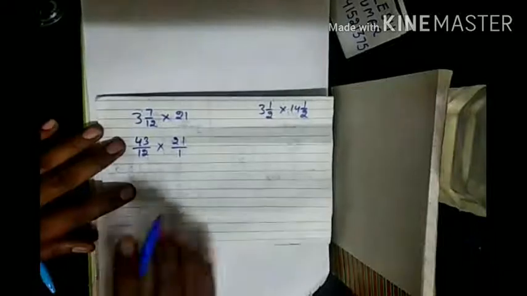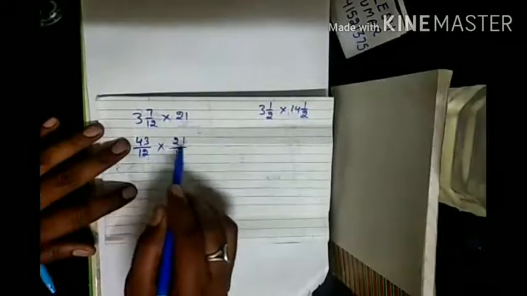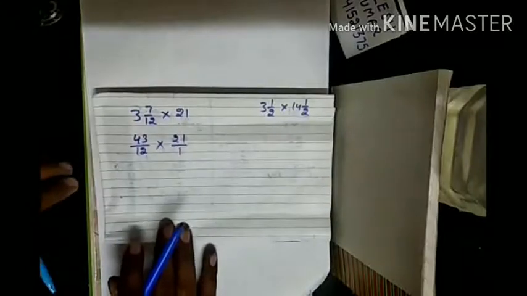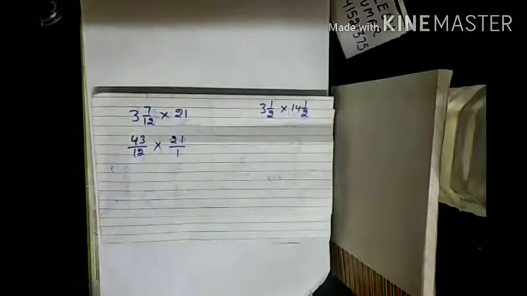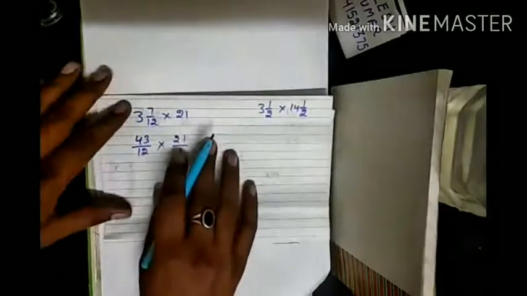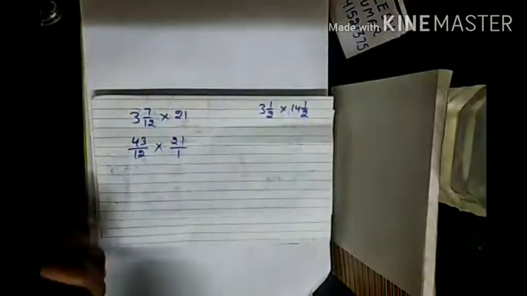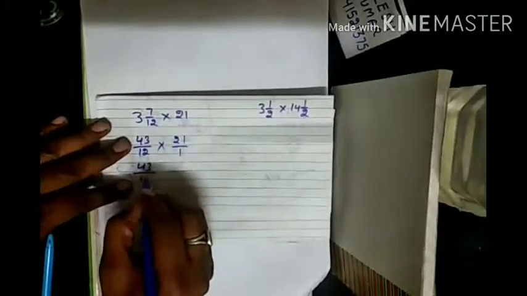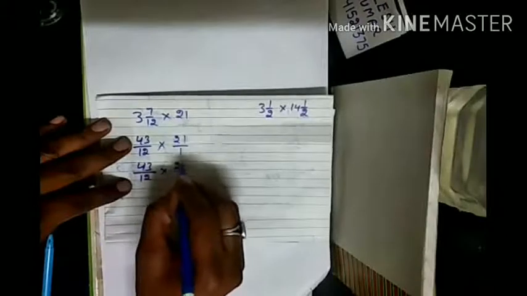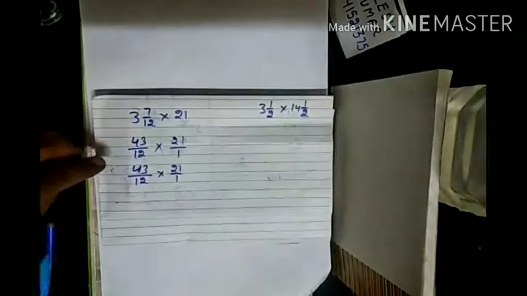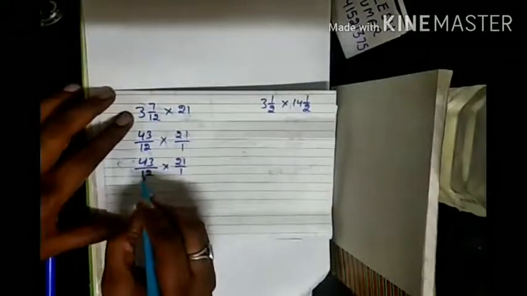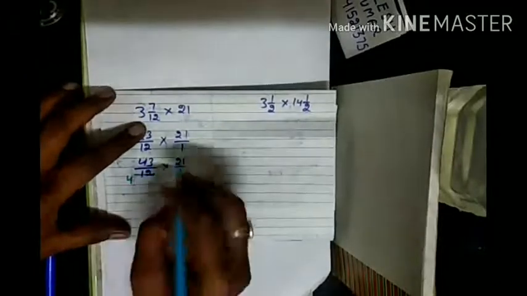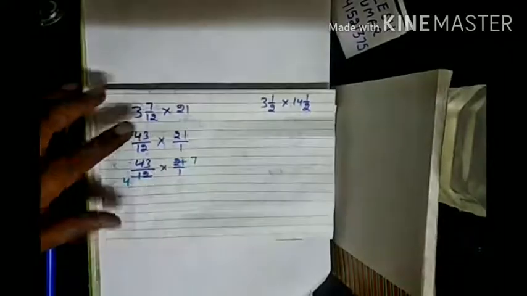So now we see 12 and 21. There is a common factor 3. If we divide these by the table of 3, then what do we get? In order to divide, we will have to write it once again. So now we will divide. On the table of 3, 12 comes at 4, and on the table of 3, 21 comes at 7.